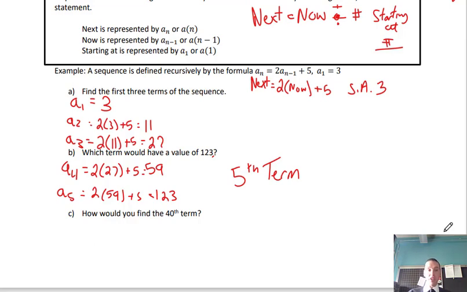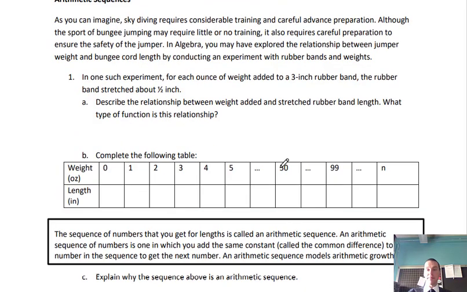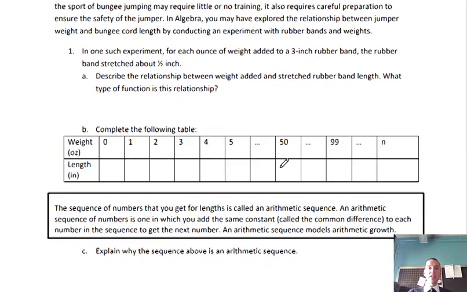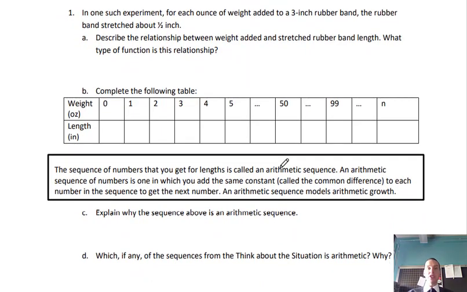How would you find the 40th term? Continue the process from above. And you can say, not fun. You would have to do it out to 40, you'd have to do it 35 more times. What a pain. So you don't want to do that. So if you remember back to algebra, you did an experiment with a rubber band. In one such experiment, for each ounce of weight added to a 3-inch rubber band, the band stretched about 1/2 inch.